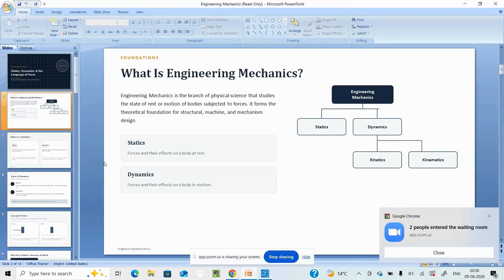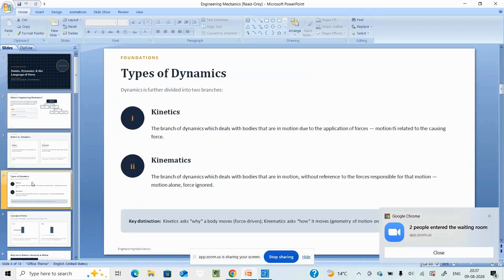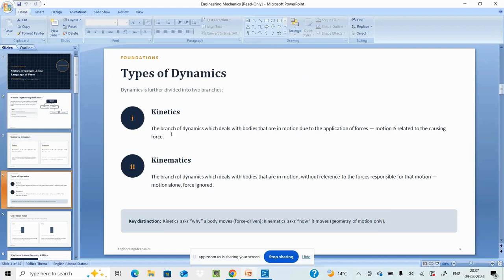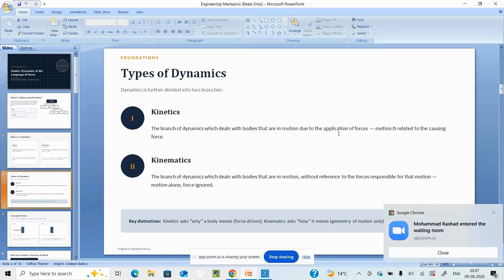If you're clear with statics and dynamics, we'll move further with kinetics and kinematics. Dynamics, as I told, is the study of forces and their effects when a body is in motion. It is further divided into kinetics and kinematics. Kinetics is the branch of dynamics which deals with bodies that are in motion due to application of forces.